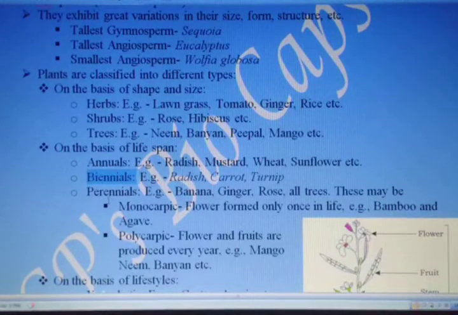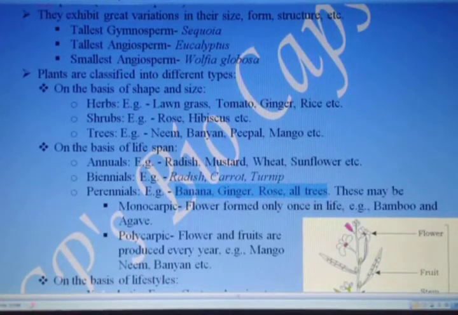Later on they develop the fruits, and inside that the seeds. Generally we do not eat their fruits or flowers, but we grow these plants, radish, carrot and turnip, for our food, and the underground part, that is the underground root, we use for our food, because they store food in this part. Then in the case of perennials, these are able to live for many years. For example, banana, ginger, rose, all these and all tall trees can be included as perennials.